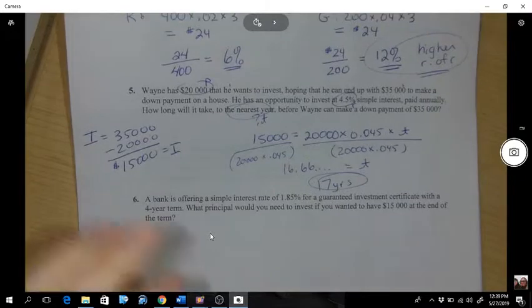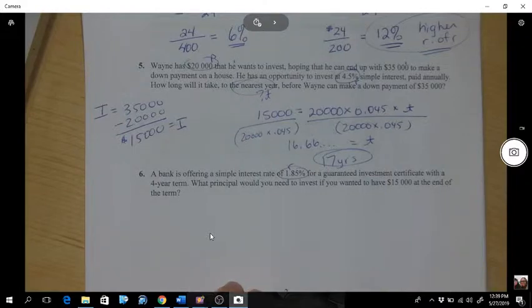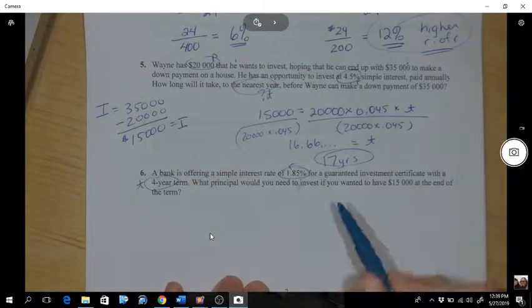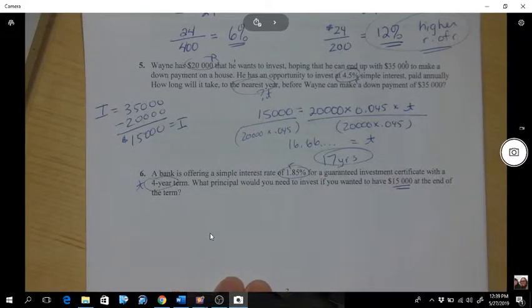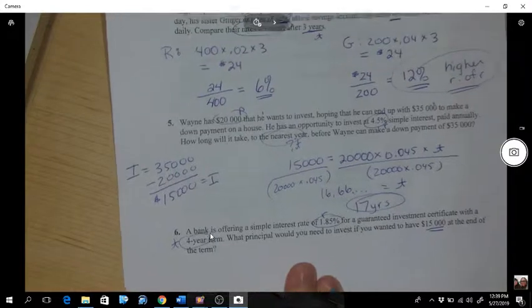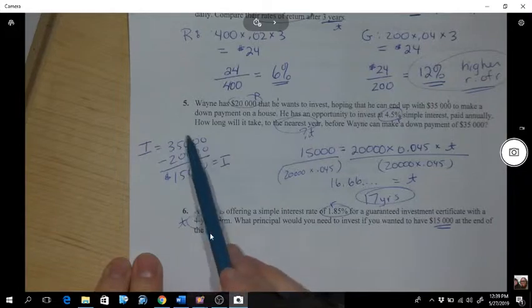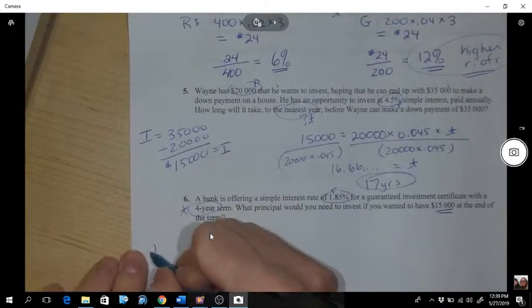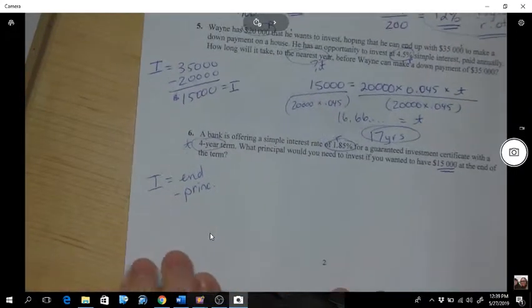Okay, number 6. The bank is offering a rate of 1.85, 4-year term, so that's our time. What principal would you need to invest if you wanted to have $15,000 at the end? Okay, so this time I don't know my interest or my principal. Okay, but if you look back to what we did here, the interest was the end minus the principal. Does that make sense?